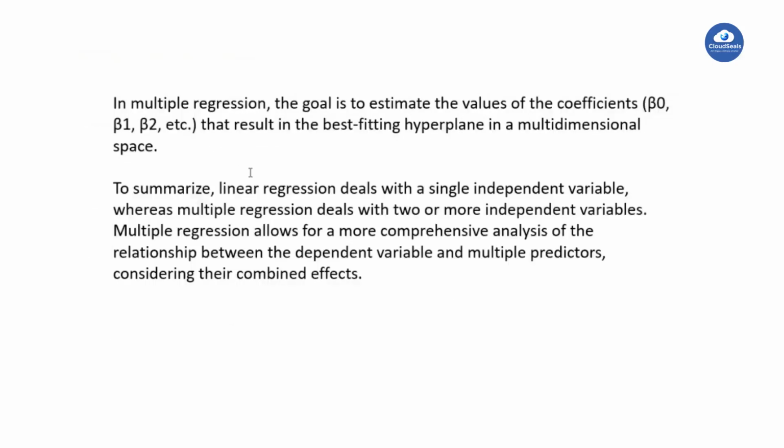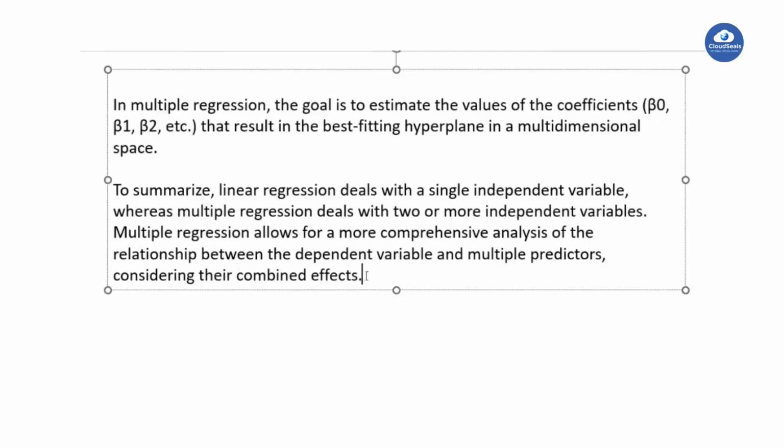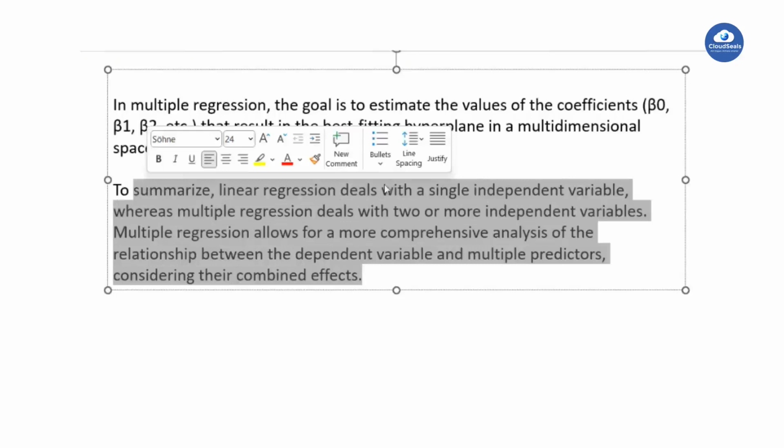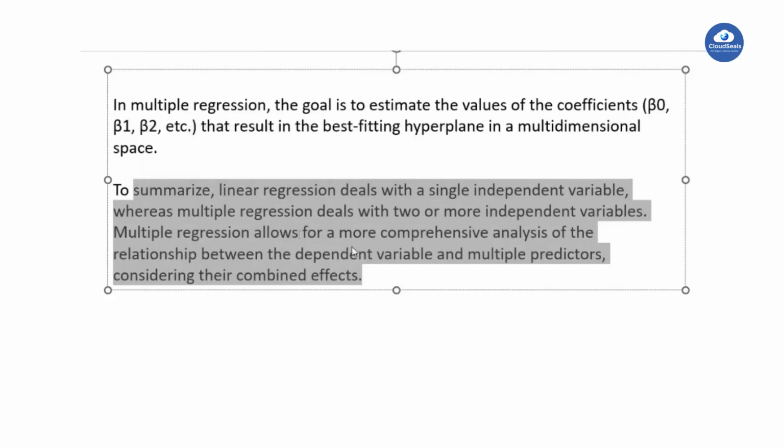In multiple regression, the goal is to estimate the values of the coefficients beta naught, beta 1, beta 2, and so on. Depending on how many independent variables are available in the data, we need to estimate the coefficient values for each and every independent variable separately. So in summary, if we have a single independent variable, it is linear regression, whereas multiple regression deals with two or more independent variables.